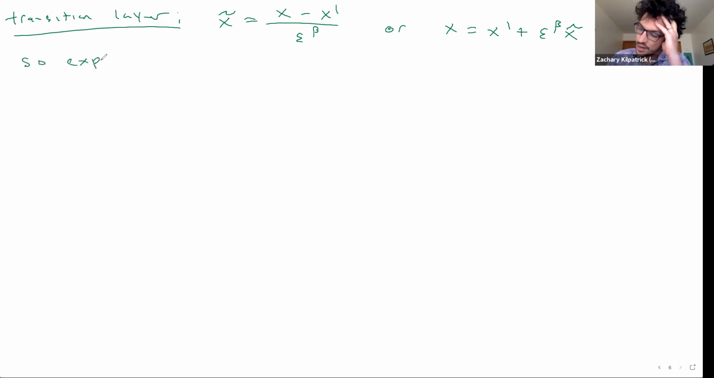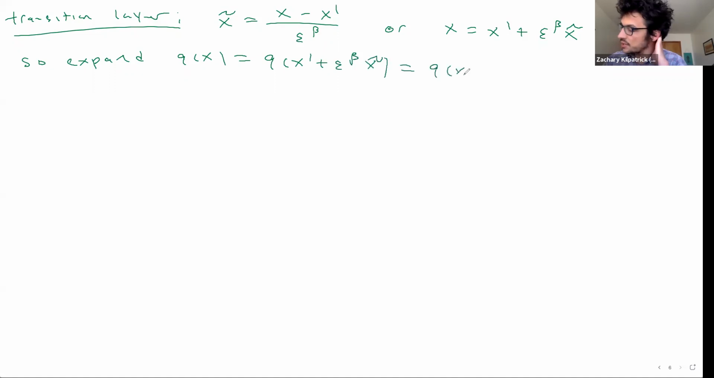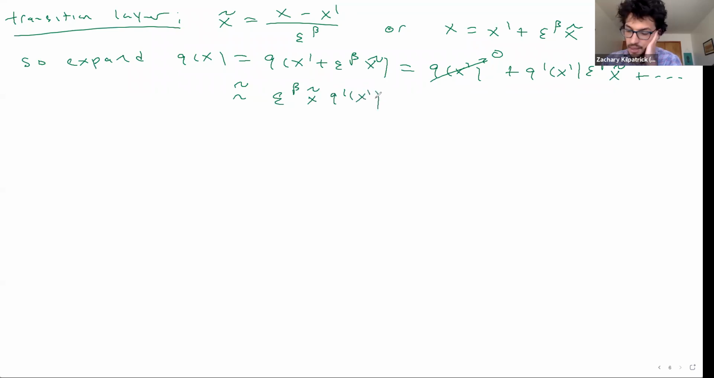It's not exactly a boundary layer, but it's the interface between these left and right solutions. So we'll expand q of x to q of x prime plus epsilon to the beta x tilde. This is going to be equal to q of x prime, which of course is going to be 0, plus q prime of x prime, which is going to be positive, epsilon to the beta x tilde plus some higher order terms. So I can write this then as epsilon to the beta x tilde q prime x prime approximately.